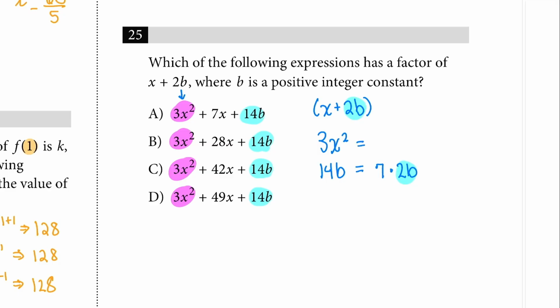And then we can rewrite our 3x squared as 3x times x. So this is also going to be our x over here, the x plus 2b. So our other factor is going to be 3x plus 7, which is coming from here.